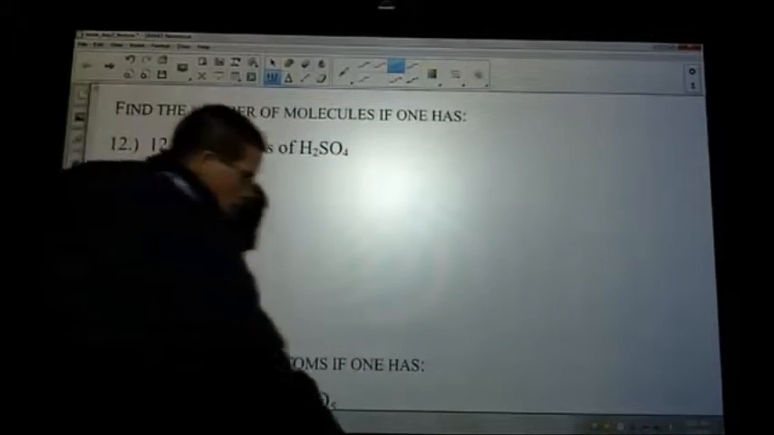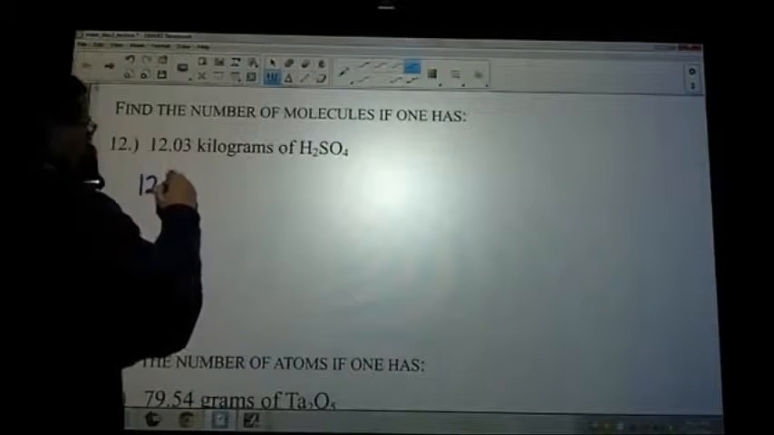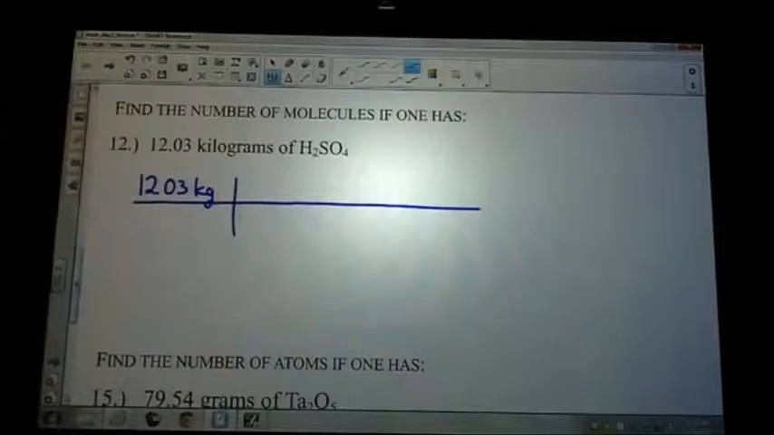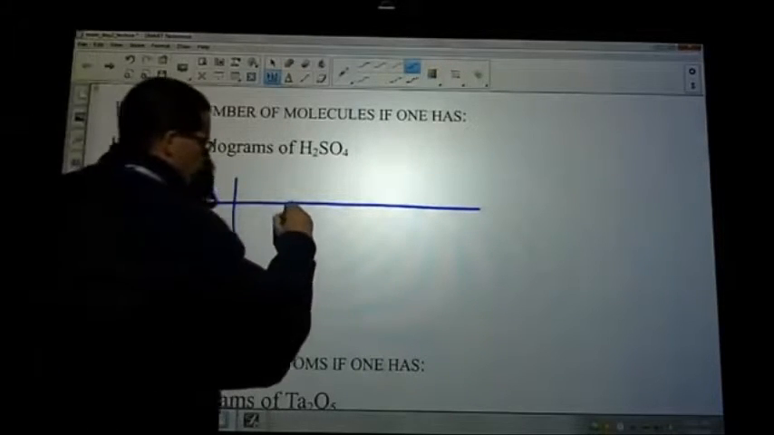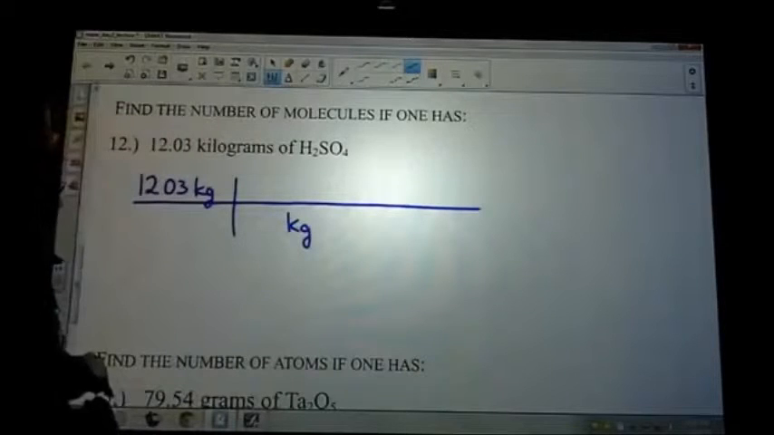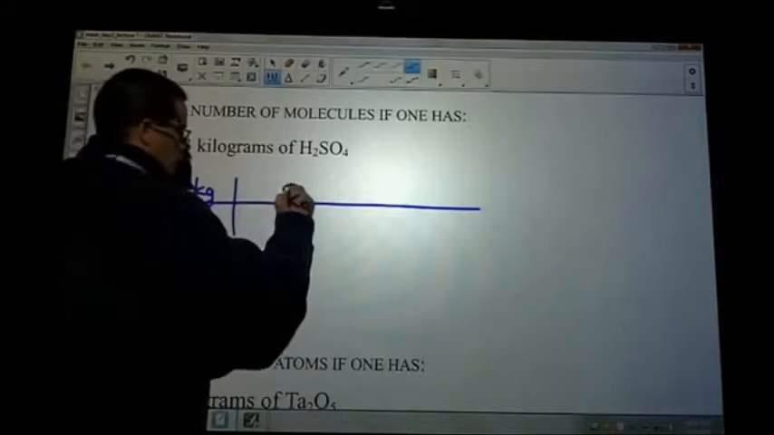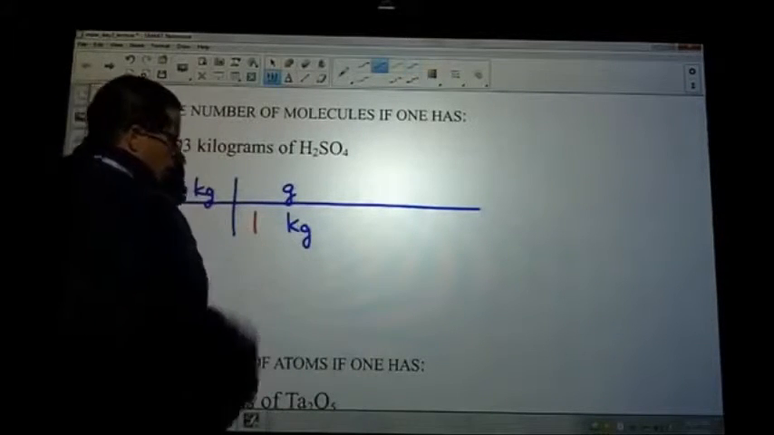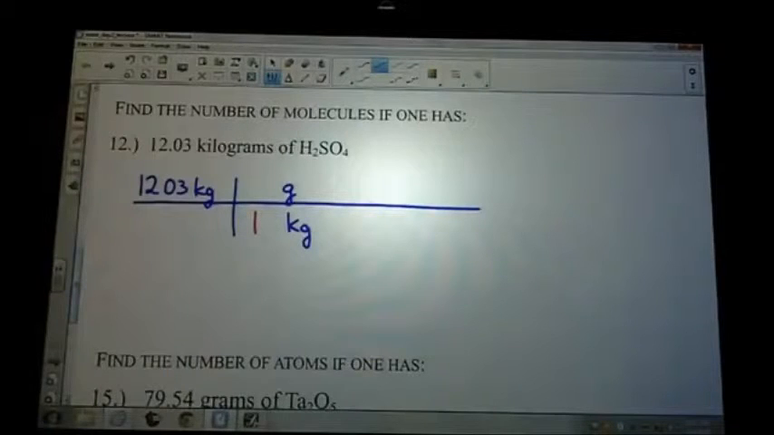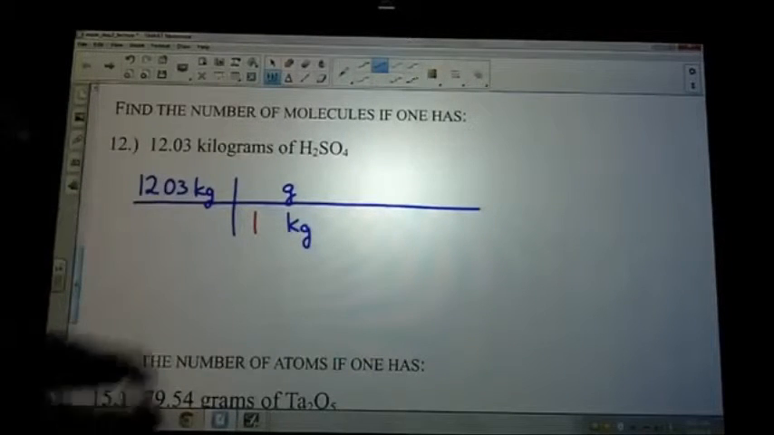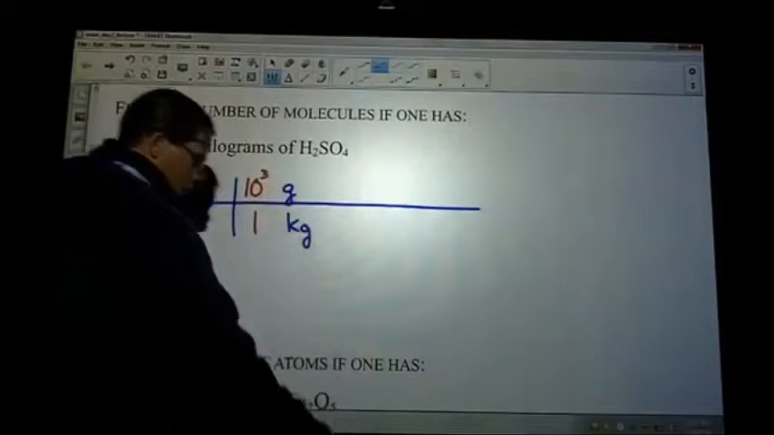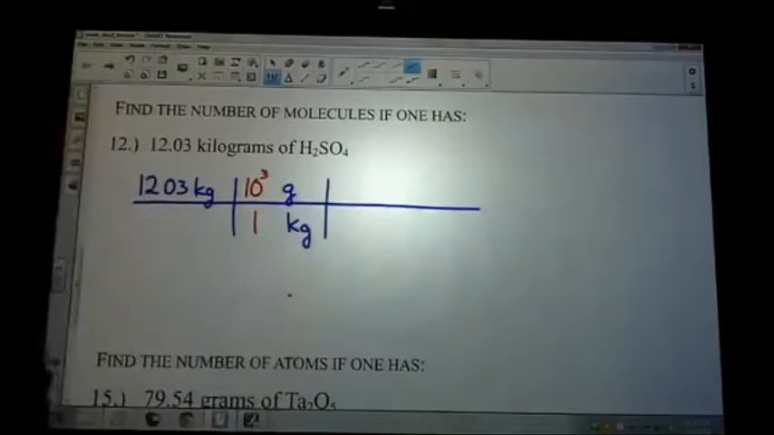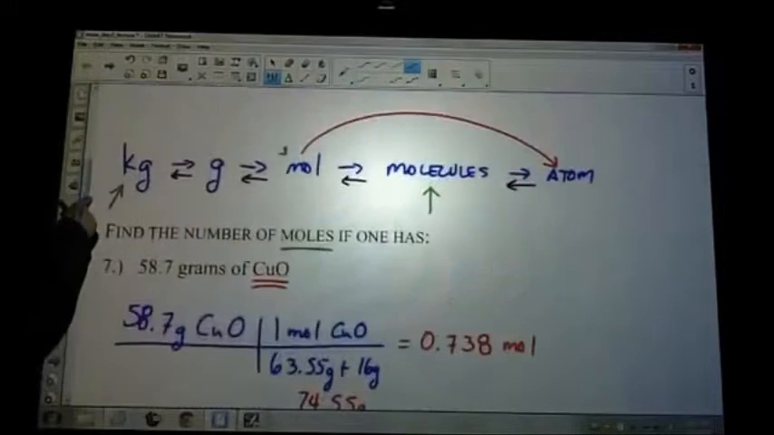So, start with what you know. So I have my 12.03 kilograms, and again, kilograms is not what I want, so move it diagonally. And what am I converting that to? Grams. And which one's bigger, kilogram or gram? Kilogram, very good. How many grams in a kilogram? 10 to the third. Okay. Again, retrieving the information from the past, we love it. Okay, so again, what's the next step?